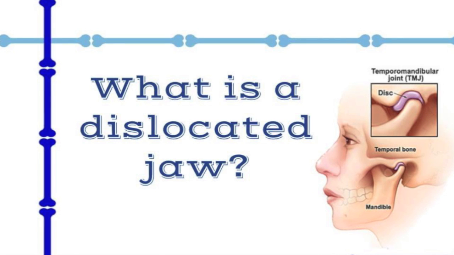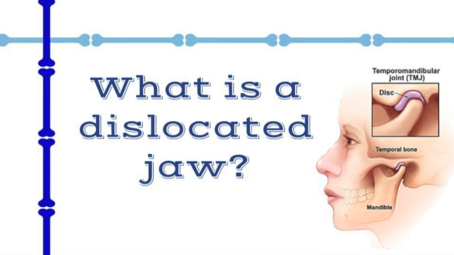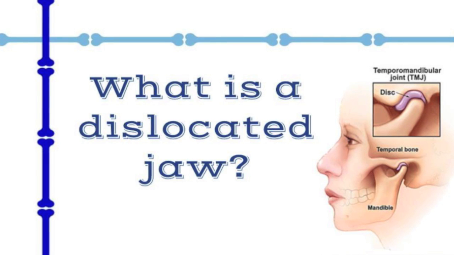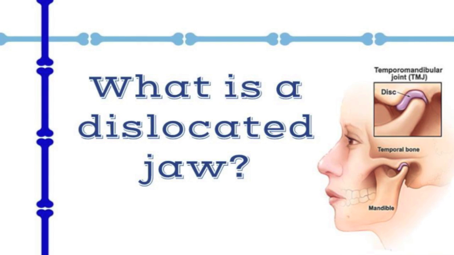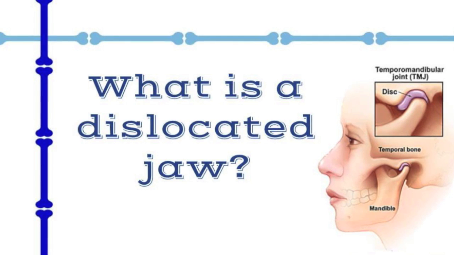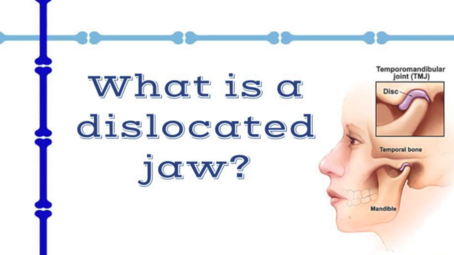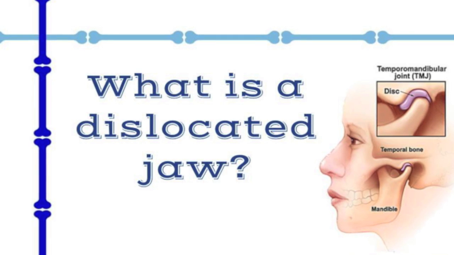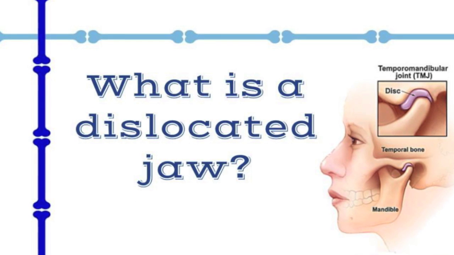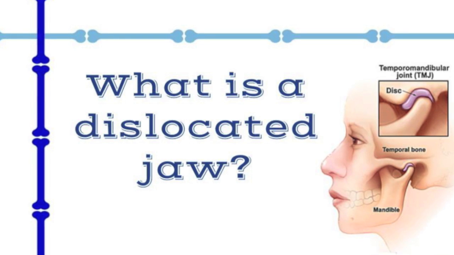So what is a dislocated jaw? A dislocated jaw is related to the temporomandibular joint, also commonly referred to as the TMJ. It is similar to the shoulder or hip joint, as it is considered a ball and socket joint. The TMJ is composed of the temporal bone and the mandible condyles, which is a ball-like part of the jaw, which forms the joint on both sides of the skull.